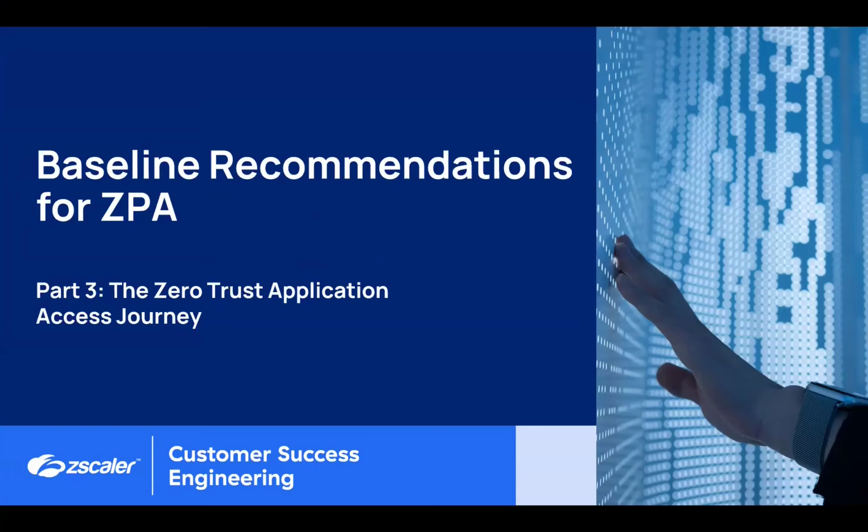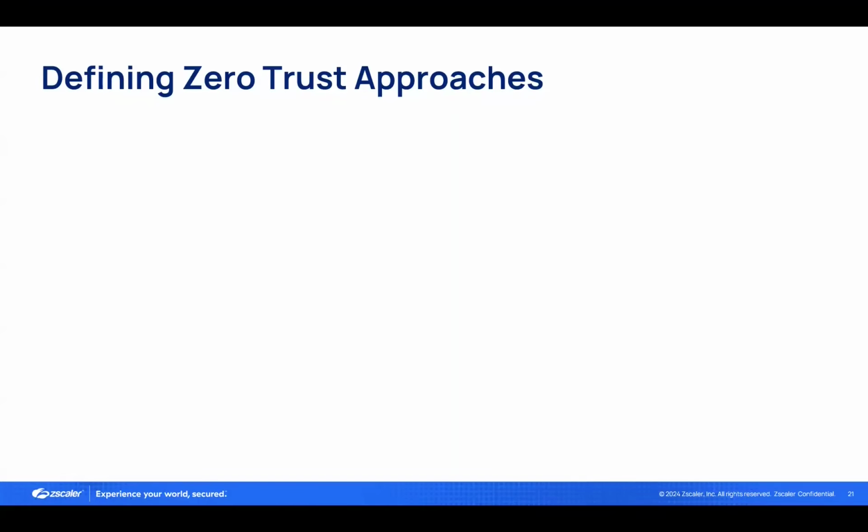In this series of short videos, we're taking a look at the baseline recommendations for the configuration of Zscaler Private Access. This is part 3, Understanding the Zero Trust Application Access Journey. The first thing to understand is that there are two different approaches to achieving Zero Trust Application Access.